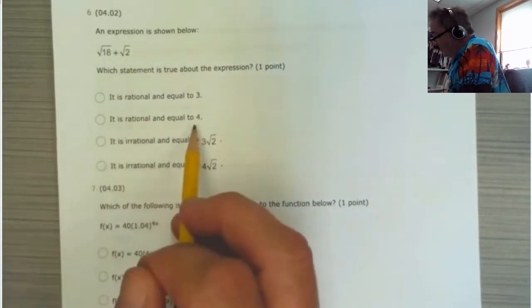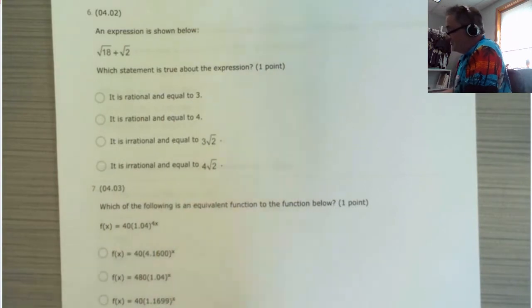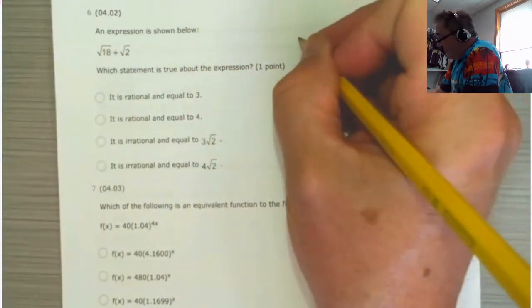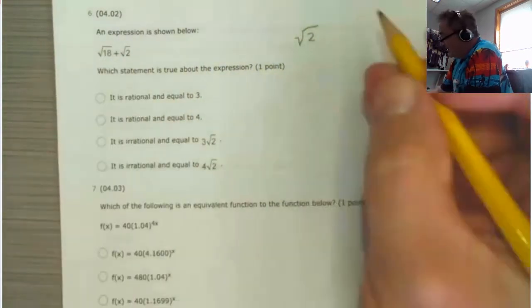It's rational equal to 4. It's irrational equal to 3 square roots of 2, or irrational equal to 4 square roots of 2. So we have to solve that then. So again, we want to get them in the same thing. We want to give them a square root of 2 because there's a 2 in 18, right?